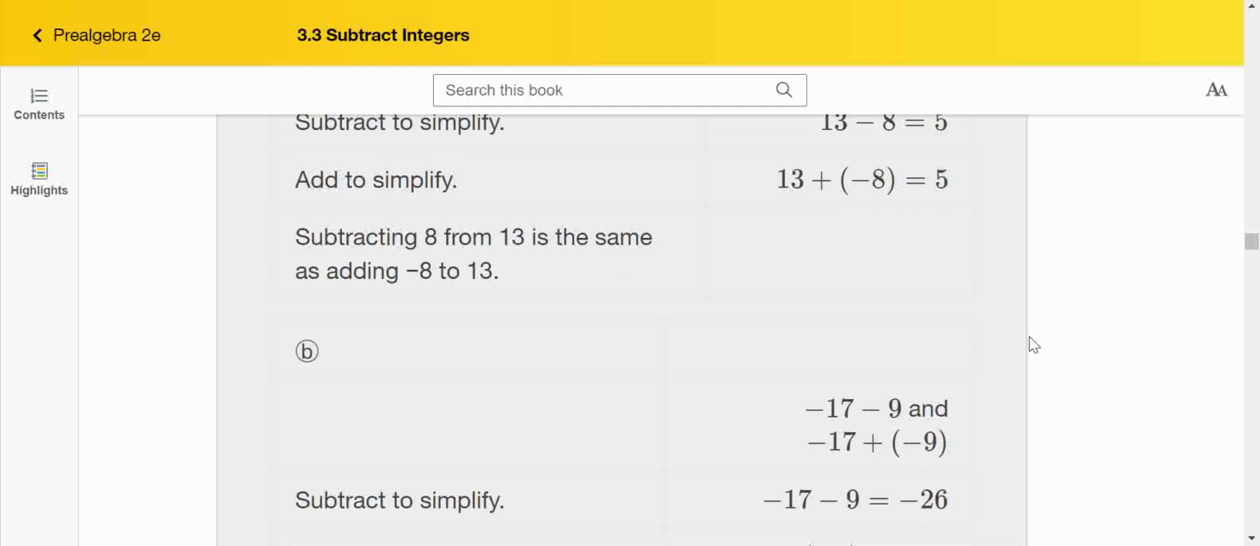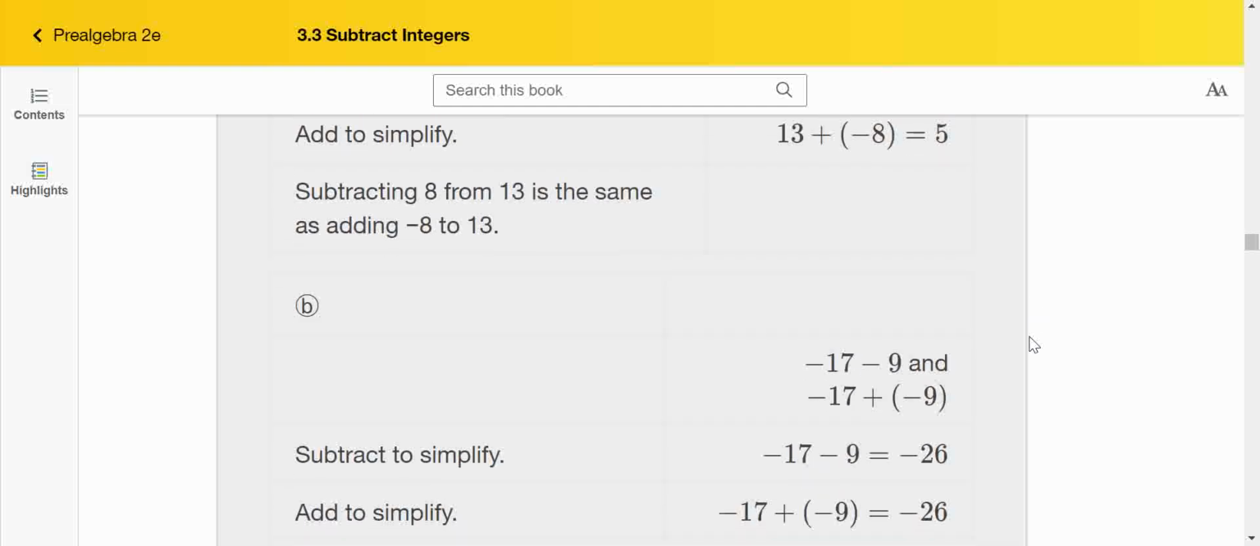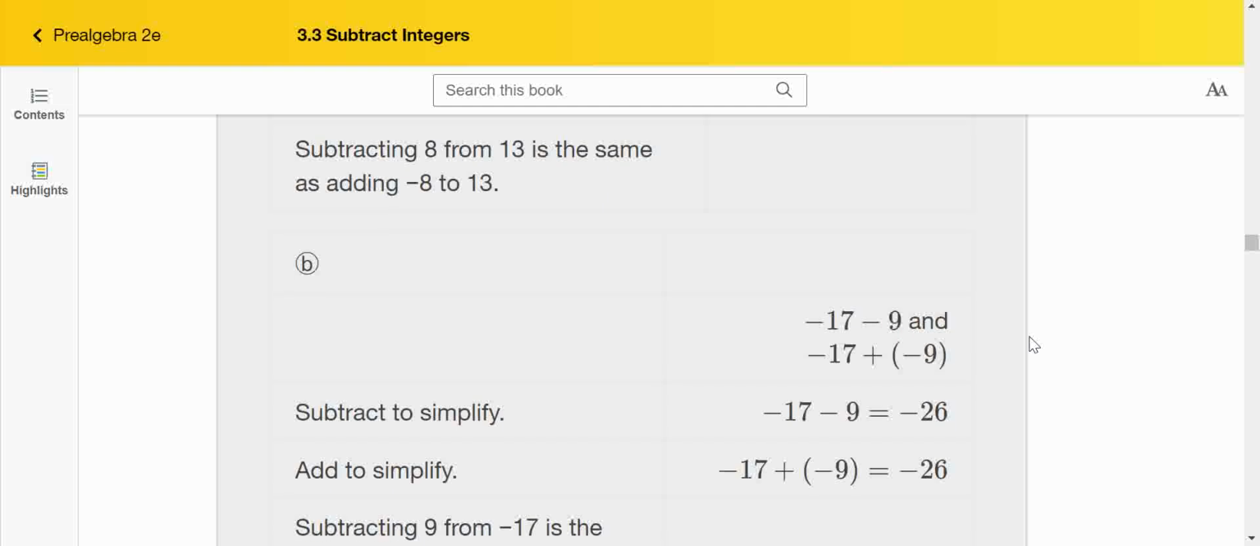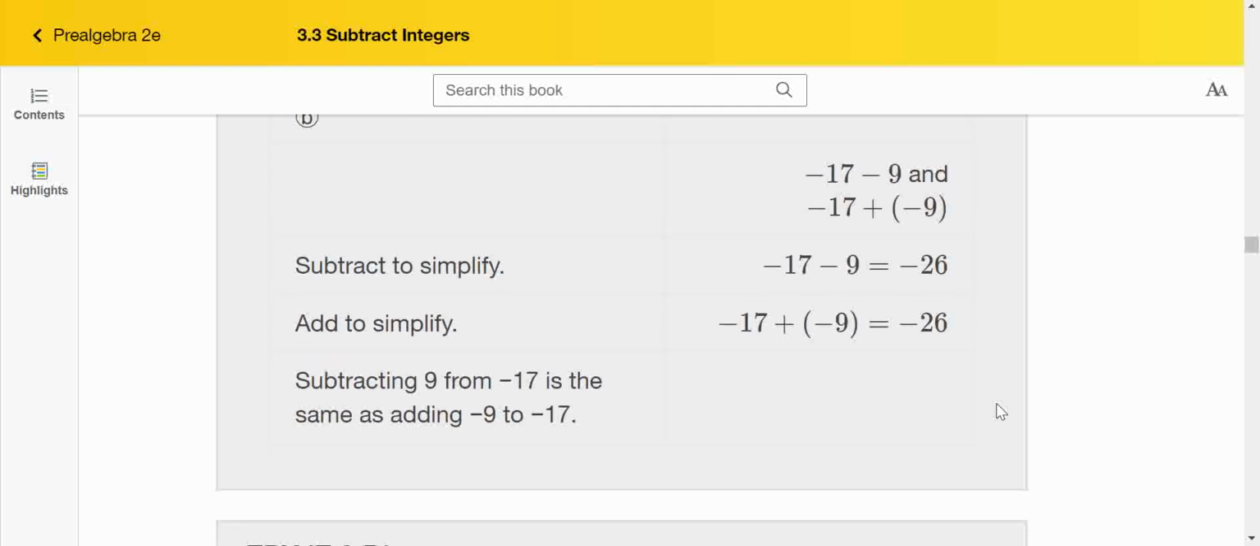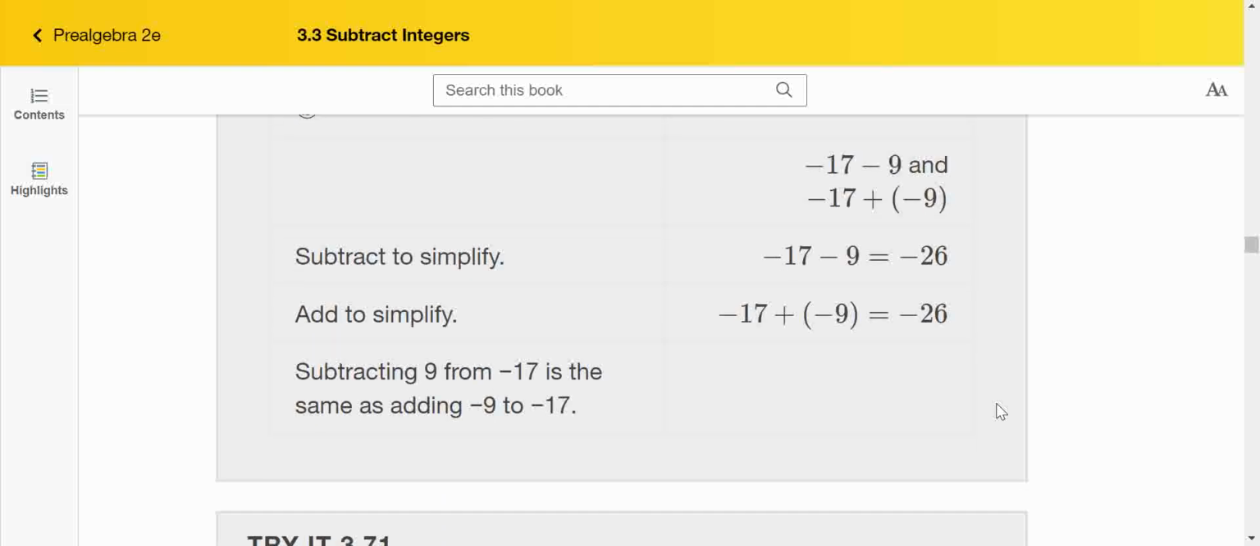And B, minus 17 minus 9, minus 17 plus minus 9. Subtract to simplify. Minus 17 minus 9 is minus 26. Add to simplify. Minus 17 plus minus 9 is minus 26. Subtracting 9 from minus 17 is the same as adding minus 9 to minus 17.